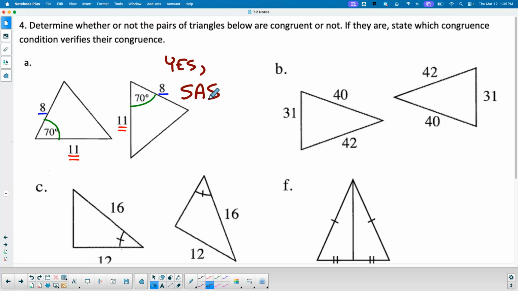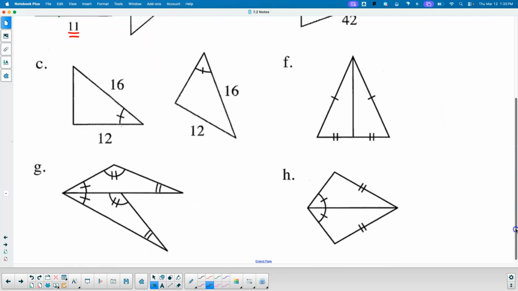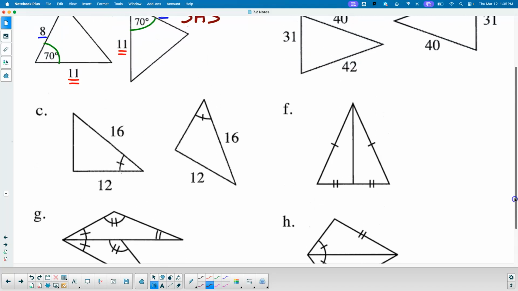Pick one. B, C, F, G, or H. F? Okay. What about F? We got a side. Yes, because we got a geometric marking for these ones. We've got another side because we've got these geometric markings.